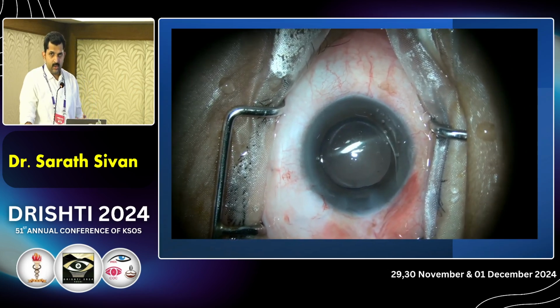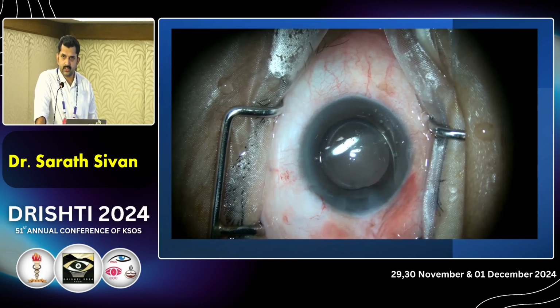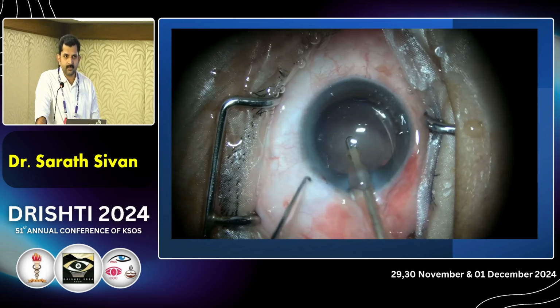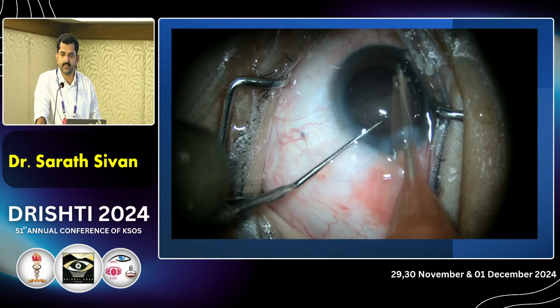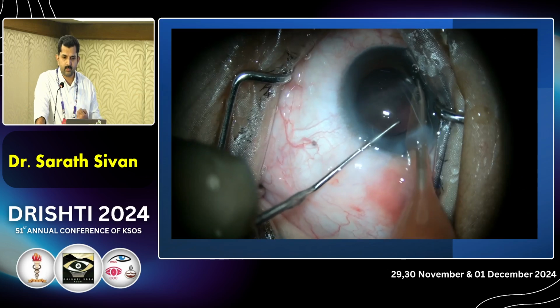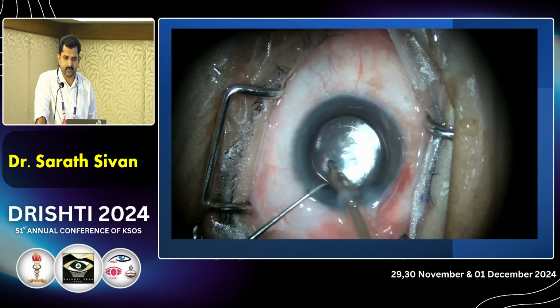Then do the visco wash thoroughly. Make sure you completely clear the anterior chamber. Sometimes a small air bubble can be there in the anterior chamber that can affect your retinal viewing. So always make sure you completely remove all the tiny air bubbles in the anterior chamber.